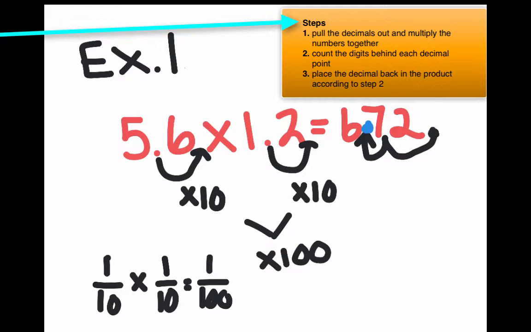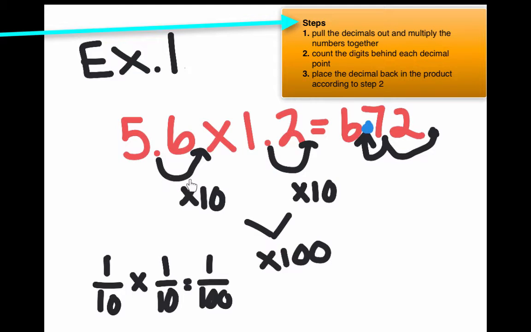We also can just use the steps that are right in front of you, which says 1, pull the decimals out and multiply the numbers together, like 56 times 12. 2, count the digits behind each decimal place. There was 1 digit, 2 digits total. Place the decimal in the product according to step 2. So we bring it back in, moving to the left 2 times, since we had 2 digits behind the decimal place. A 10th times a 10th gives me 100th.